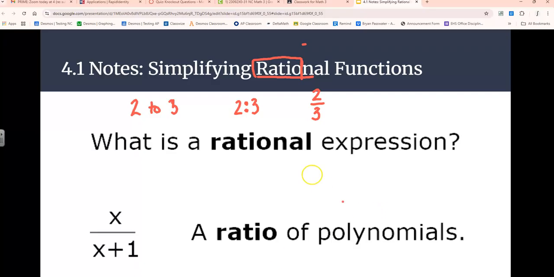So a rational expression is going to be a ratio of polynomials. If you want to make a note right here, for it to technically be a rational expression, there must be a variable in the denominator.